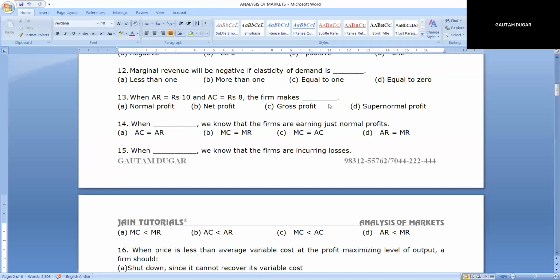So again, some connection went down. It cannot be deep. When dash we know that firms are incurring losses, here the options were wrong actually. Yeah.